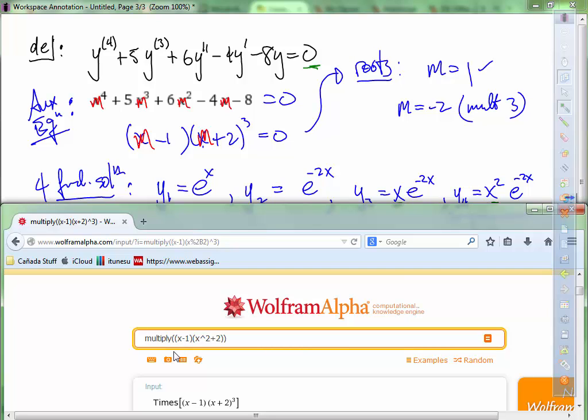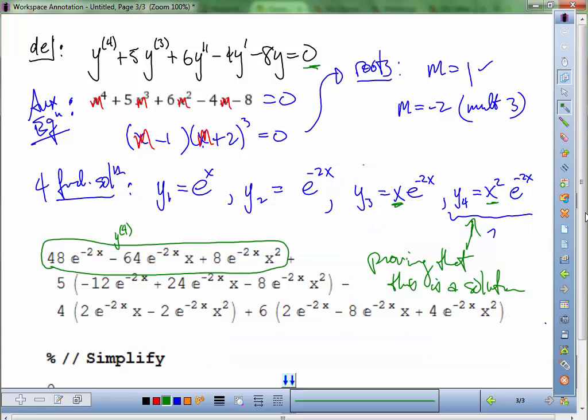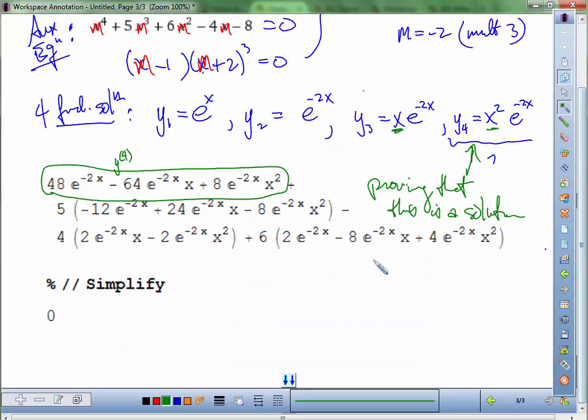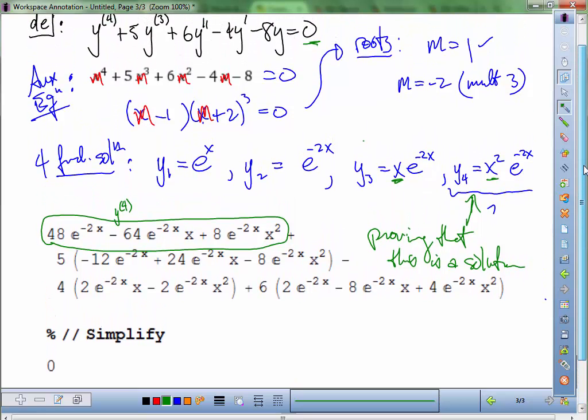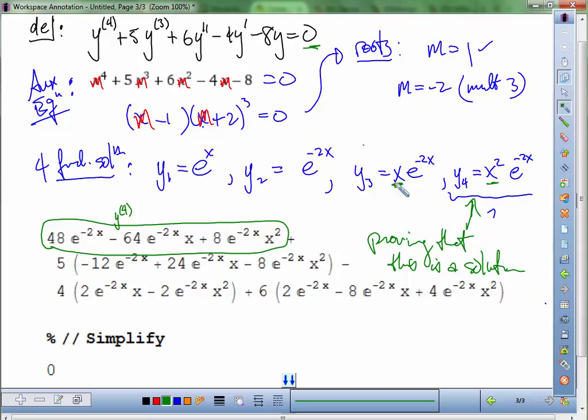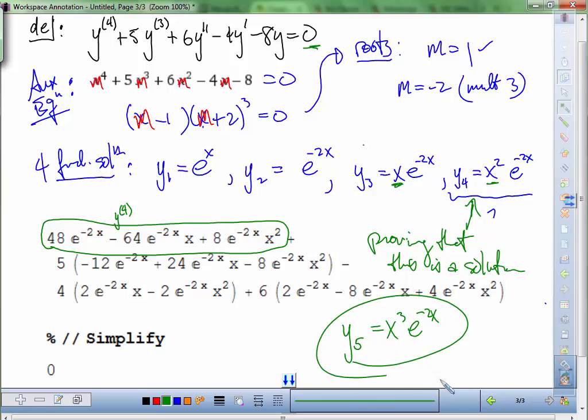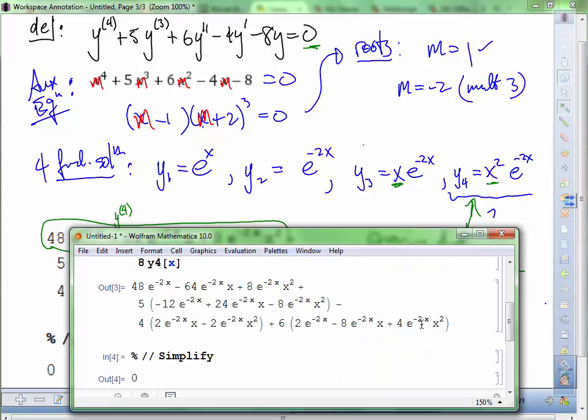Right? So, going back to that example, is there any way where after you plug in, the result is not going to be 0? If you plug it in and the result's not equal to 0, then this is not a solution. It would be wrong. So, for example, if I tried another y, let's say I thought y sub 5 is equal to x to the third e to the negative 2x is a solution, I would plug that in to see if it works. And so what if I do that real quick?